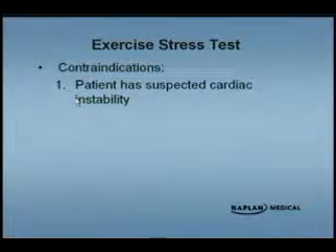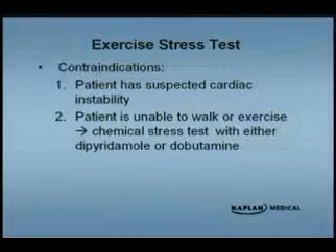Now, I can't do a stress test if I have chest pain now. I can't do a stress test if I have instability now. In other words, instability means you're having chest pain now, you're having hypotension now, I can't do a stress test.